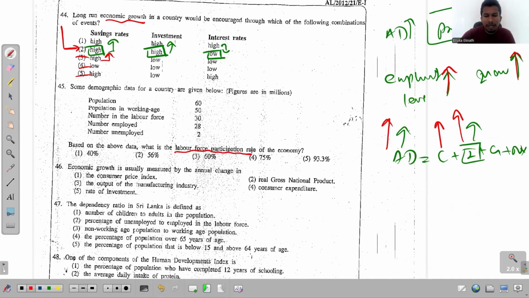labor force participation rate? එහෙනම් බලමු. We have the population that's 60. Population in working age, that's 50, number in the labor force, that's 30, number employed is 28, number unemployed is 2. By giving these values, what do they ask us to calculate? The labor force participation rate in the economy.